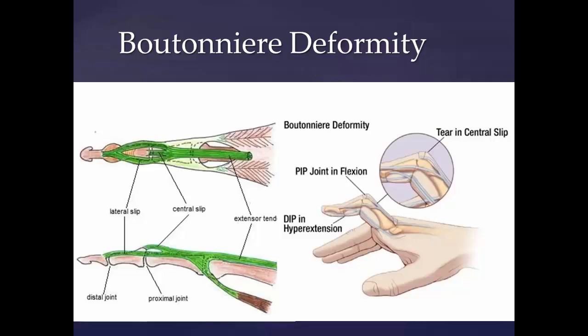This is a picture illustrating the central slip, which is torn during a boutonniere deformity. This creates a tear that resembles a buttonhole, or boutonniere in French. The first finger joint is forced down and the fingertip bends backward at the second joint.